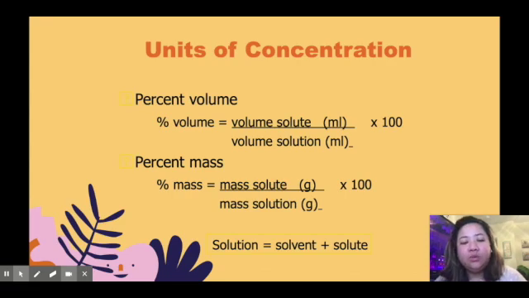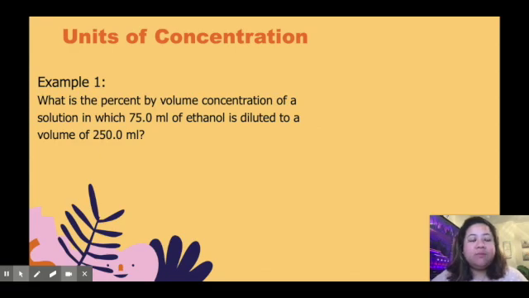So as you can see in the formula, we're just going to divide the volume or mass of solute by the volume or mass of the solution, times 100. That is very easy. Again, remember, in solution, it is always an addition of solvent and solute. Now let's have the first example.